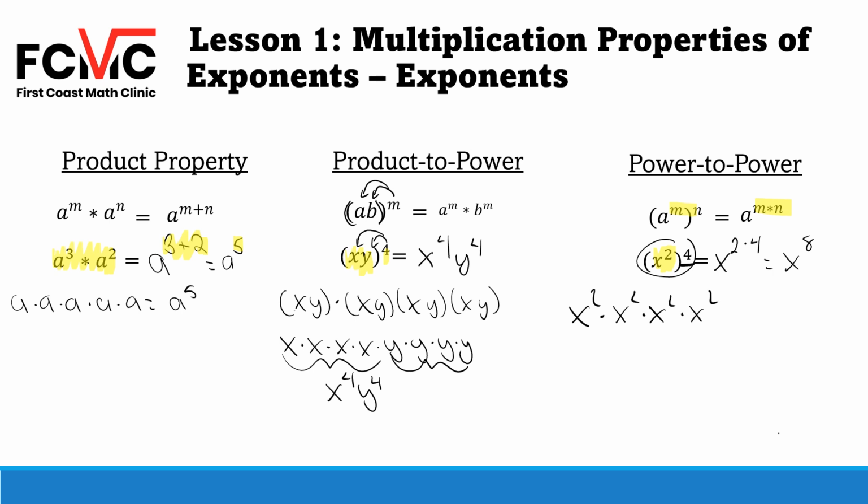And if we use our product property now, we're multiplying the same base. So what can we do with these exponents? X, 2, 2, 2, and 2. We can add them all together. 2 plus 2 plus 2 plus 2 is going to give us 8. So we get x to the 8th. I'm just trying to show you guys another way to represent this.